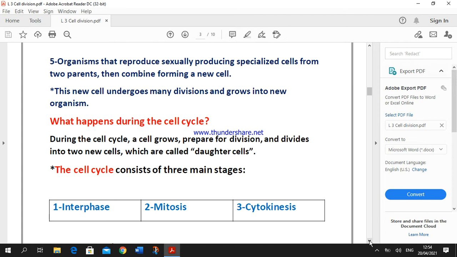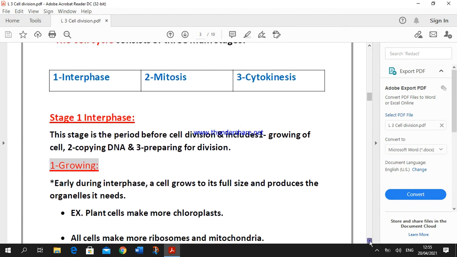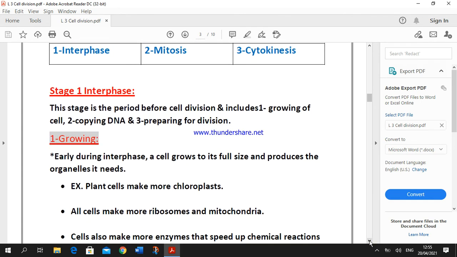But the question is, what happened during the cell cycle? During the cell cycle, the cell grows and prepares itself for division, okay? And the cell cycle, as we know, consists of 3 main stages, okay? Stage 1, interphase. Stage 2, mitosis. Stage 3, cytokinesis, okay? Stage number 1, interphase. Interphase is a period before cell division that includes growing of the cell, copying of DNA, and number 3, preparing for division.